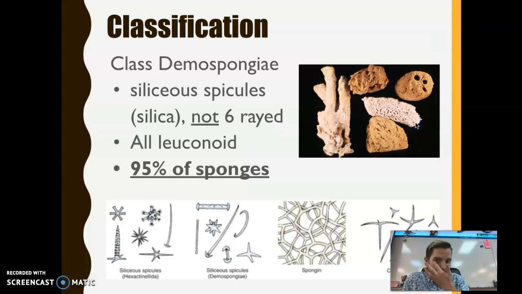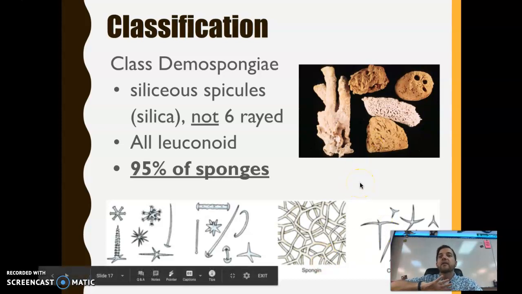And then the last is the class Demospongiae. And these also have silica spicules, but they are not 6-rayed. So hexa is the prefix meaning 6. And so the Hexactinellida will be the ones that have 6 rays, whereas Demospongiae are not. So class Calcarea have calcium carbonate spicules, and then the other 2 classes have silica spicules. The one that has silica spicules that are 6-rayed are going to be the ones that are found in the class starting with hexa. The others are in Demospongiae.